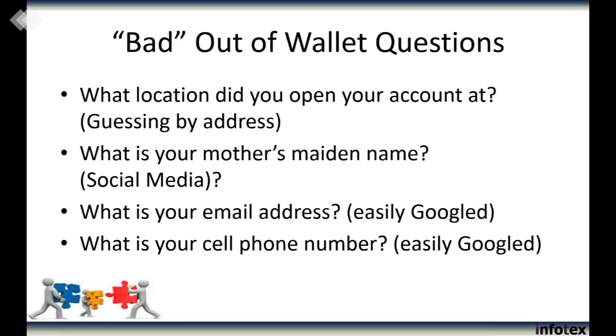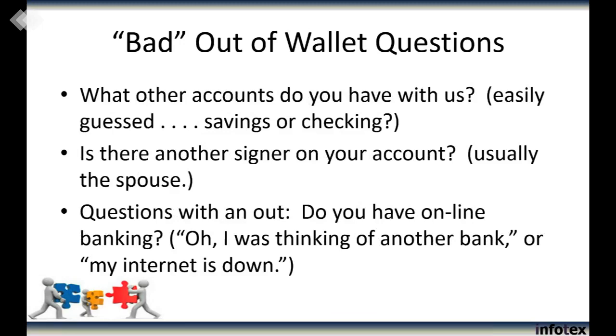We are getting a lot of findings in our pretext calling by guessing addresses. Likewise, if you're asking what your mother's maiden name is, yes, that is a question that usually we can't find the answer to in a stolen wallet or purse, but we can find it on Facebook pretty easy, right? So it's not a good out of wallet question. Your email address, your cell phone number, those are easily Googled questions. And so even though they are truly out of wallet questions, if you ask them, you should ask other out of wallet questions where the answers can only be found in your bank's information system. That's really what we're talking about here.